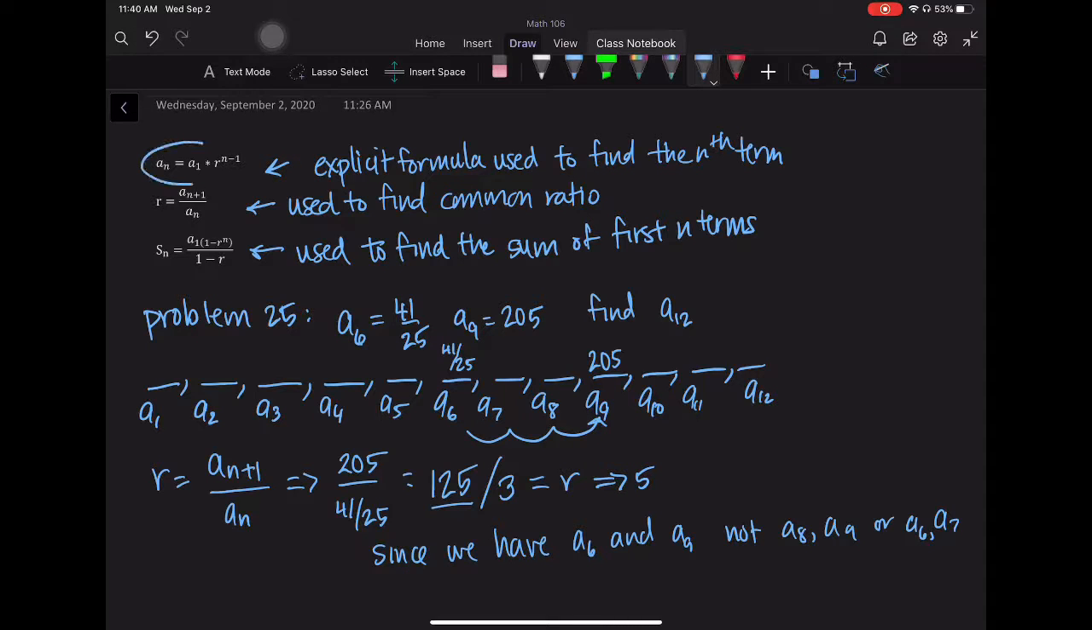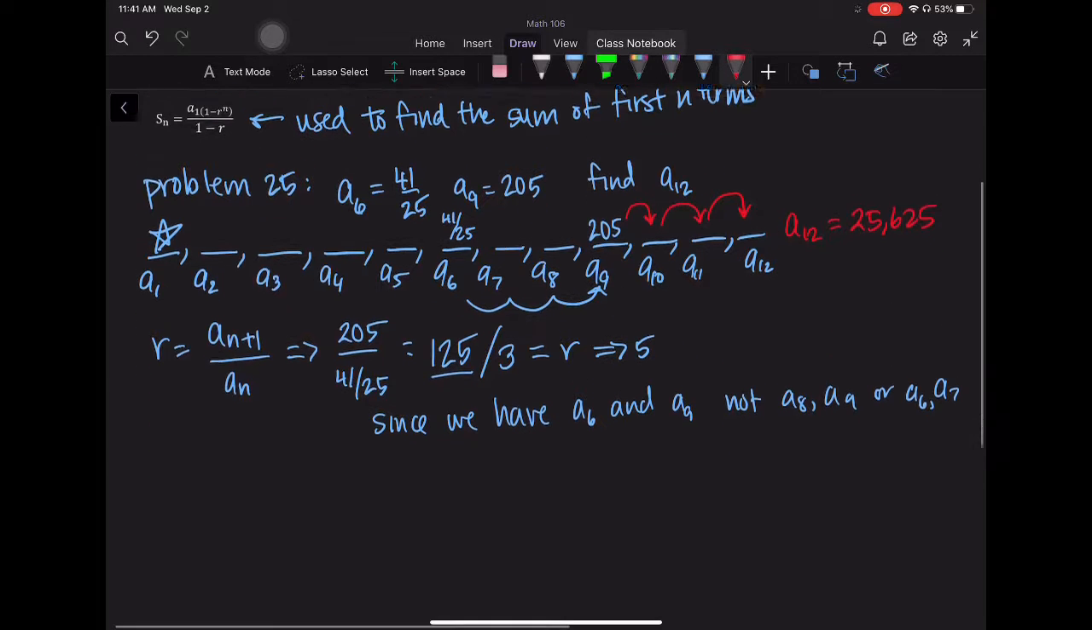Using the explicit formula, we now know what the common ratio is. However, we do not know what the first term is. You can take a shortcut and multiply 205 by 5, and 5 again, and 5 again to get your answer. Or you can calculate it using the formula. If you take the shortcut, you arrive at your answer. But let's work it out using the formula.